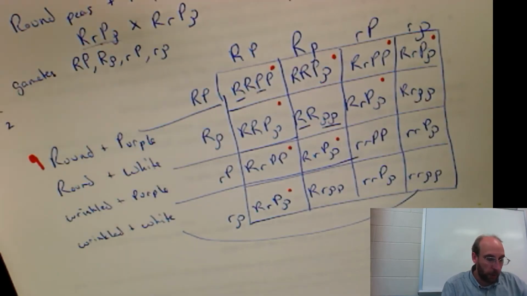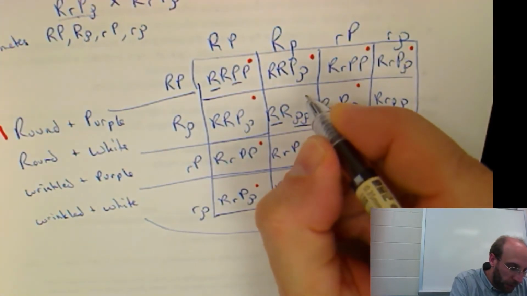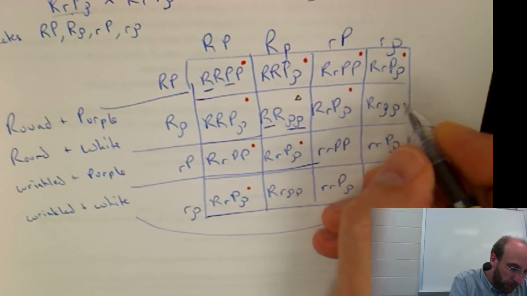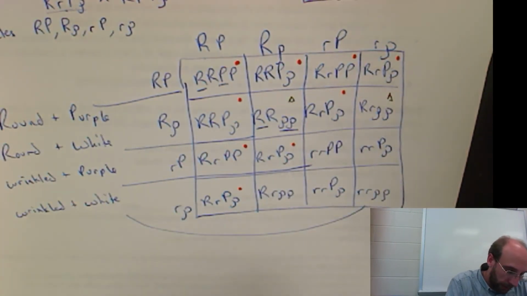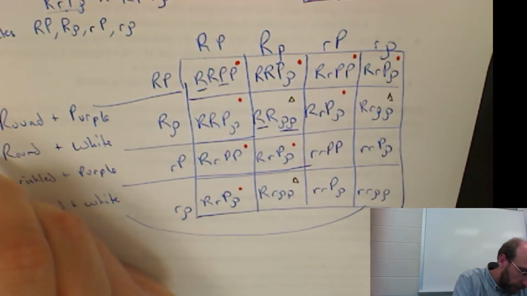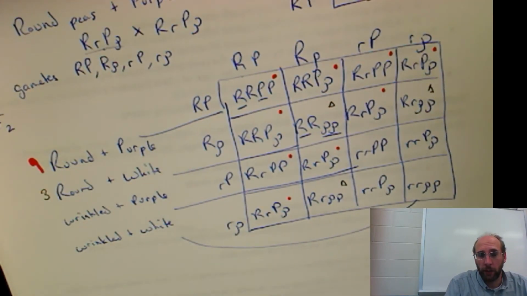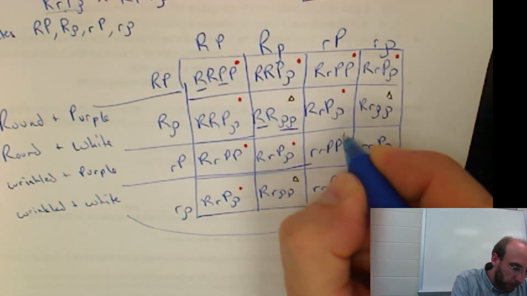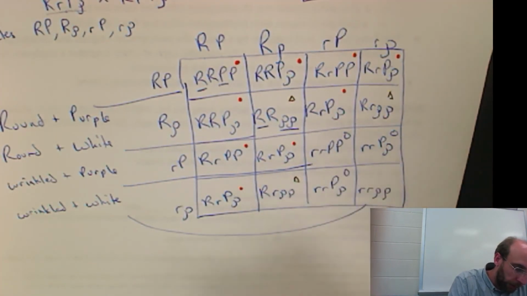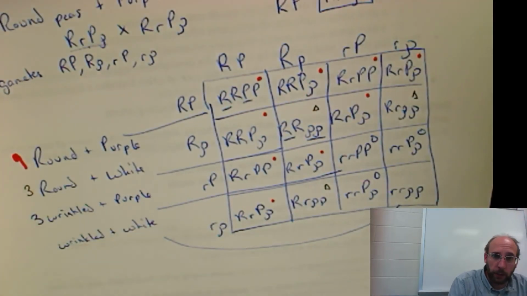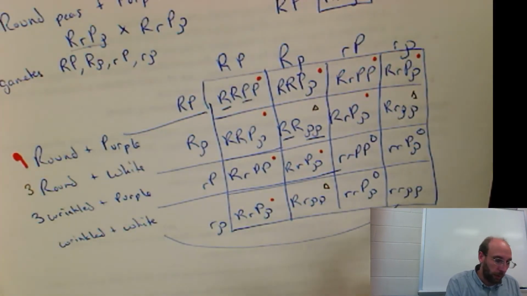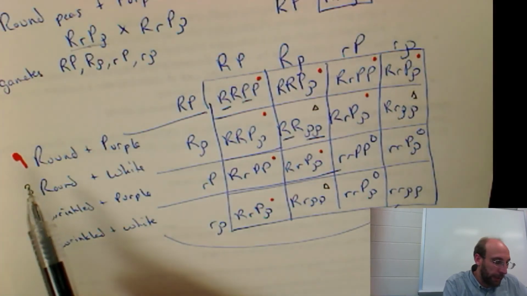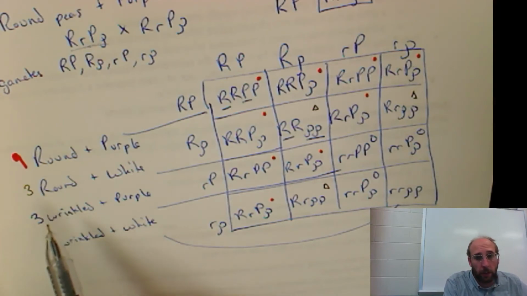Okay, for the round and white ones, I'll put a little triangle in the corner. This is a round and white, this is a round and white, and this is a round and white. There are 3. Then for the wrinkled and purple, I'm going to put a little blue circle. So this is a wrinkled and purple, this is a wrinkled and purple, and a wrinkled and purple. There are 3 wrinkled and purples. And the last one, wrinkled and white, there's only one of those. So the phenotypic ratio here is 9 round and purple to 3 round and white, 3 wrinkled and purple to 1 wrinkled and white.